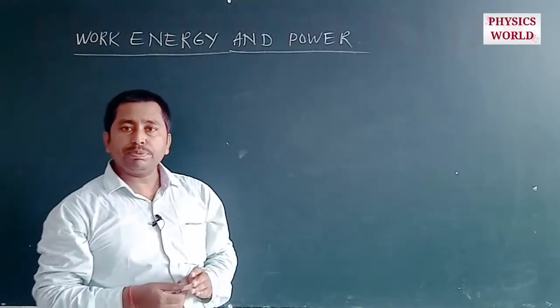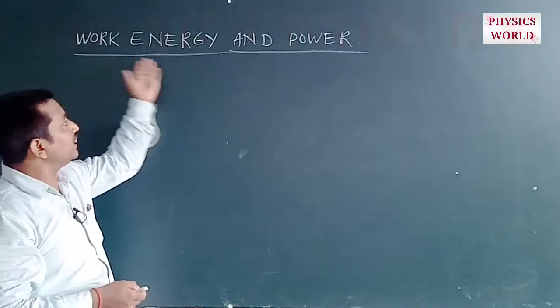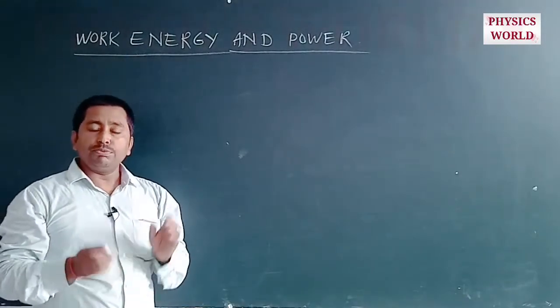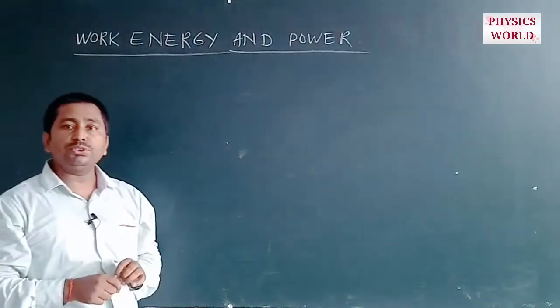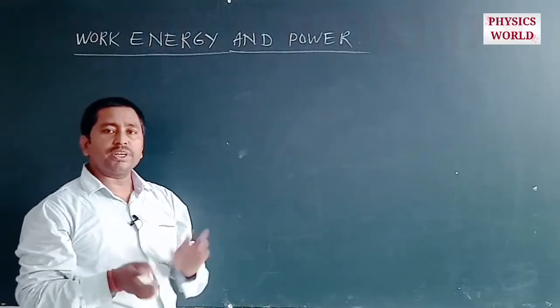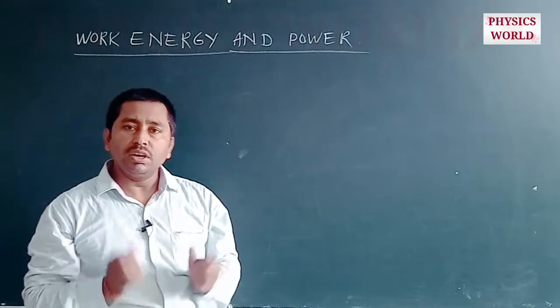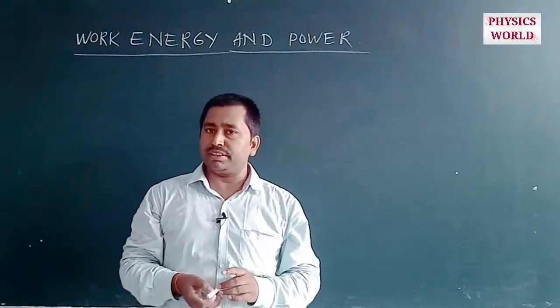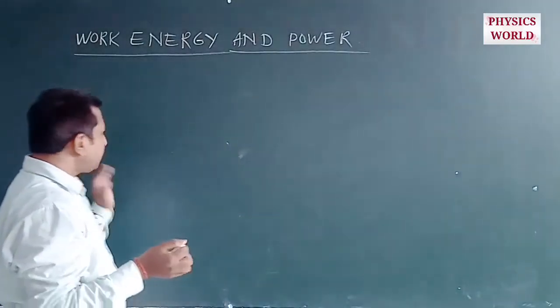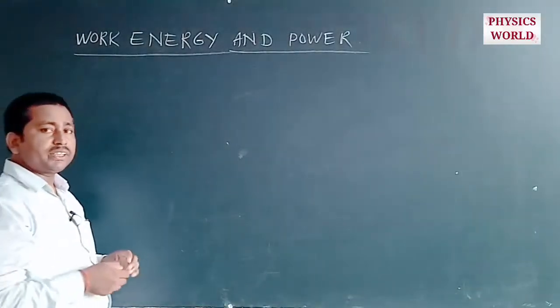Before going deep into the topic of work, energy and power, if we want to understand what work is, we have to know more about the dot product of two vectors, because work can be defined as the dot product of force and displacement. So what is the dot product and what is the cross product of two vectors?